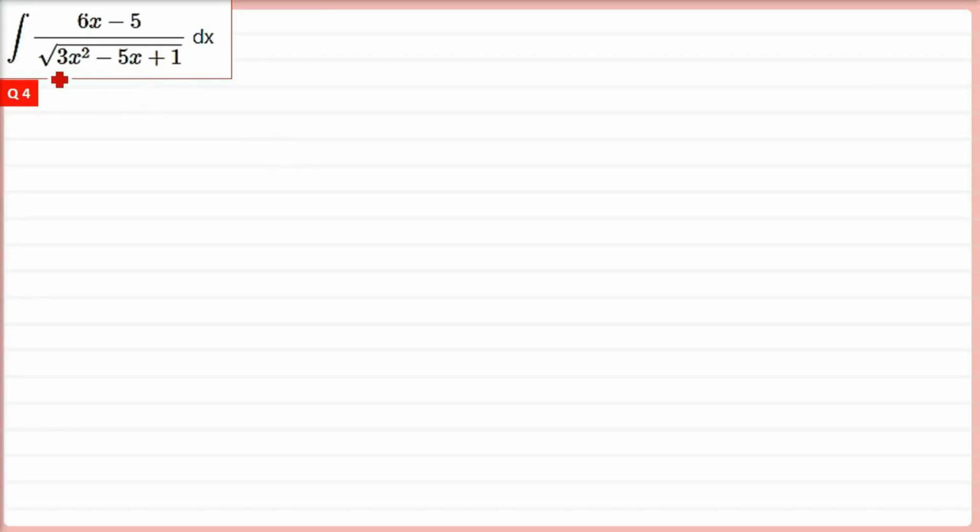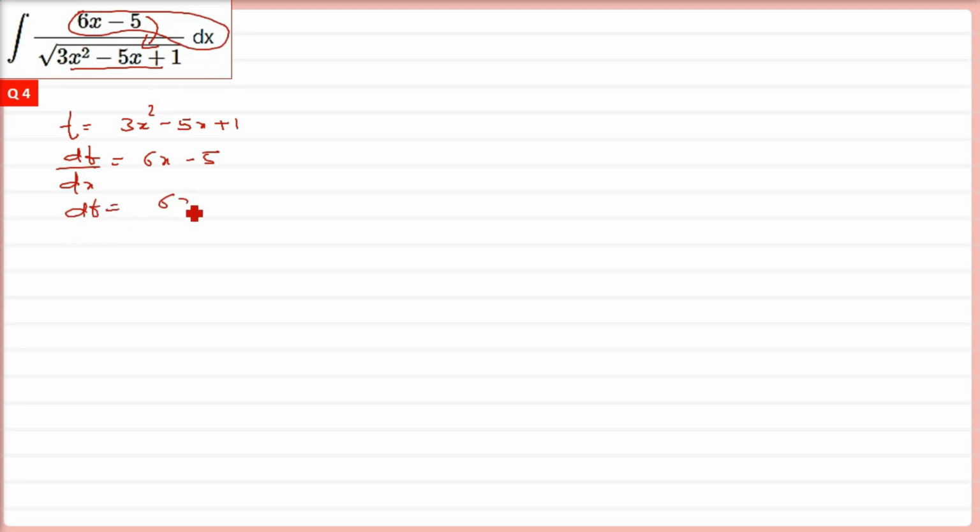Now this question seems to be one we have done already, but the benefit is, if you watch this question very carefully, you will see that the numerator is already the differentiation of the denominator. What I am trying to suggest is, if you take this denominator, t equals 3x square minus 5x plus 1, and we differentiate it, dt by dx will be 6x minus 5, which is actually the numerator only. So this dt will become (6x minus 5) dx, which is actually the numerator.